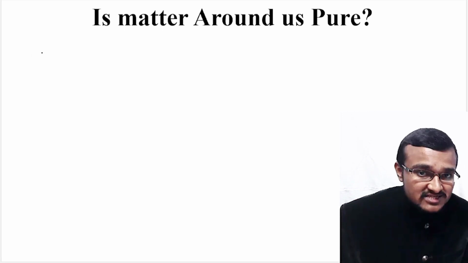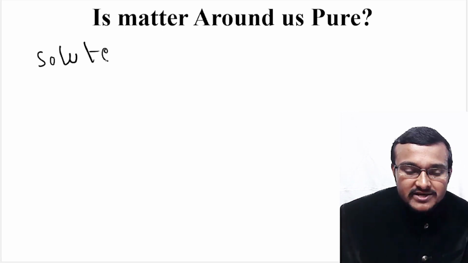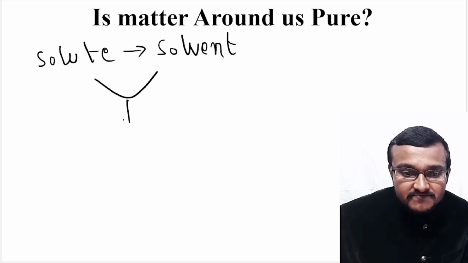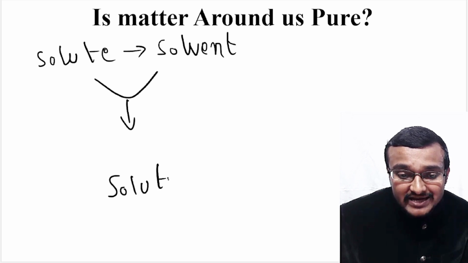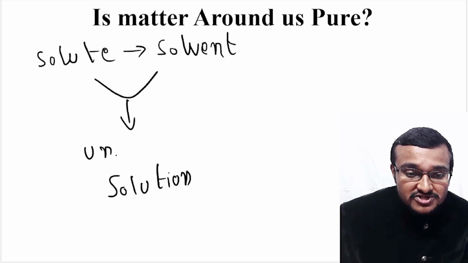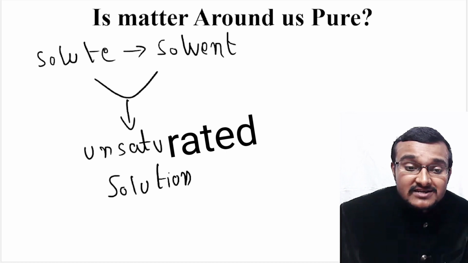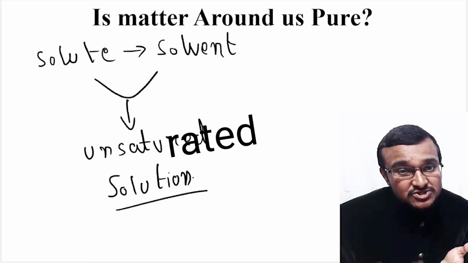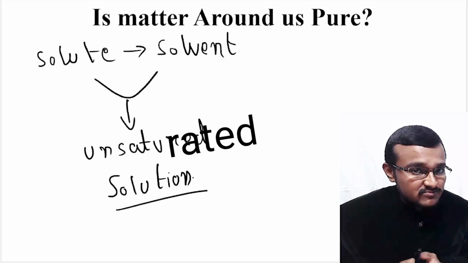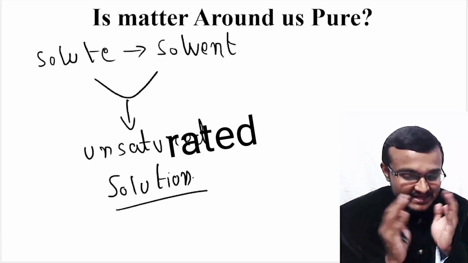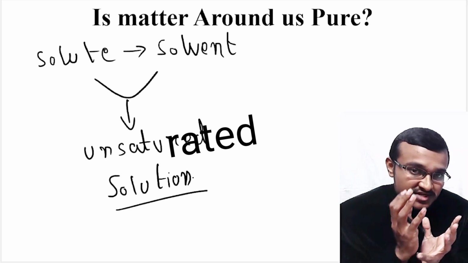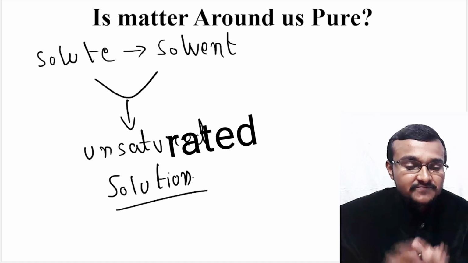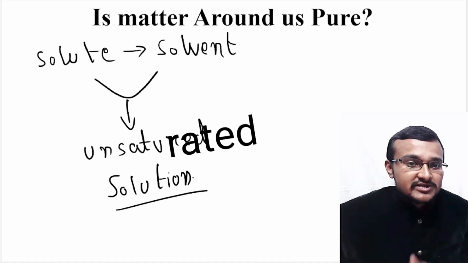Now suppose there is not the maximum solute, only a little bit of solute in a particular solvent. Together they form a solution. This solution will be known as an unsaturated solution, because still more solute can be put into it. That means this solution has more capacity to dissolve much more solute. Only a little bit of solute is there in the solvent, and this solution has more capacity to accept more and more solute. So that solution is known as an unsaturated solution.